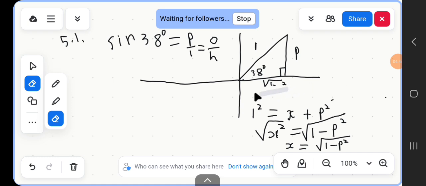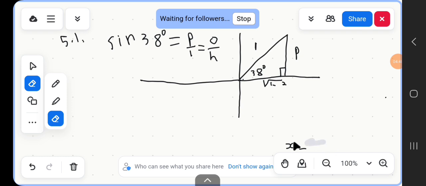We were just filling in our triangle so that when we answer questions, it might be easier for us. One last thing you should do: there's 38 here, and this represents 90 degrees. To find the missing angle, you say 90 degrees minus 38, which is 52 degrees. We're done with that. Now we start answering our questions.